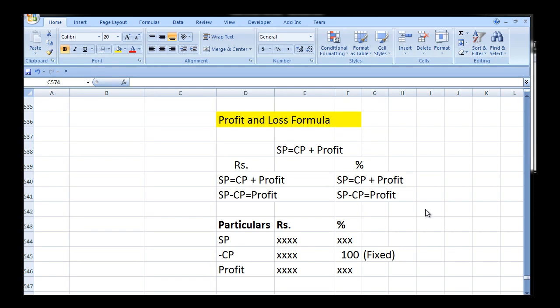Hi friends, now we are going to see the profit and loss formula, how it has been derived. Now we are going to the basic equation of profit and loss. SP is equal to CP plus profit. Here SP denotes selling price and CP denotes cost price. So SP is equal to CP plus profit is the basic equation.